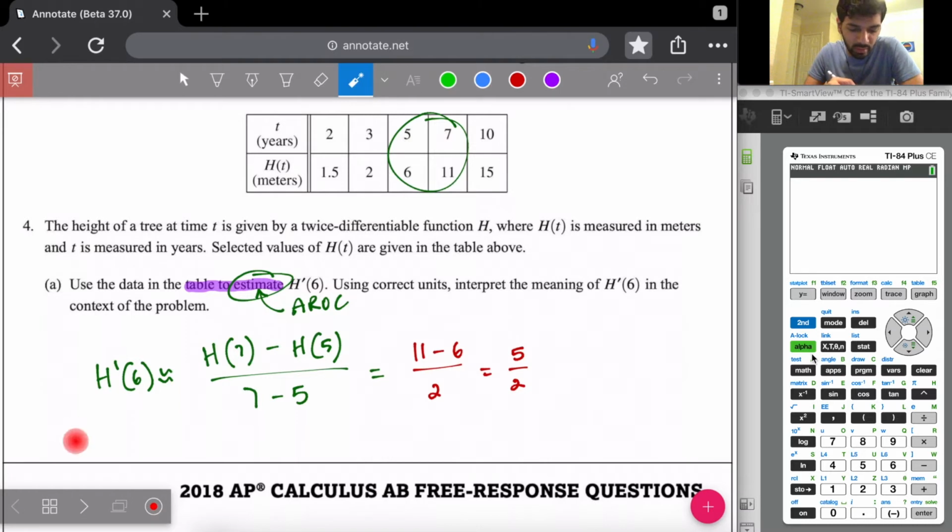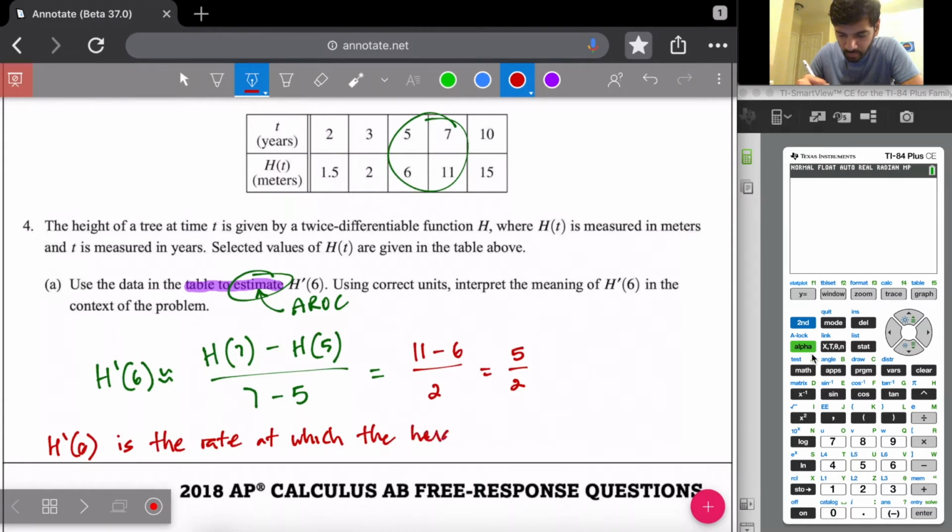So we can say that h prime of 6 is the rate at which the height is changing in meters per year. Okay, so we've included our units and we've included the interpretation that it is the rate at which the height is changing.